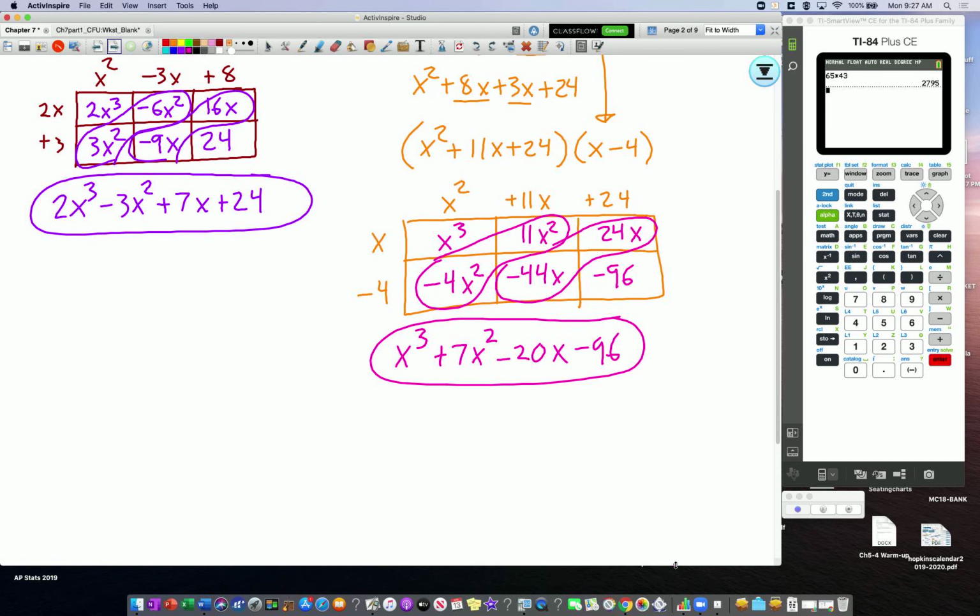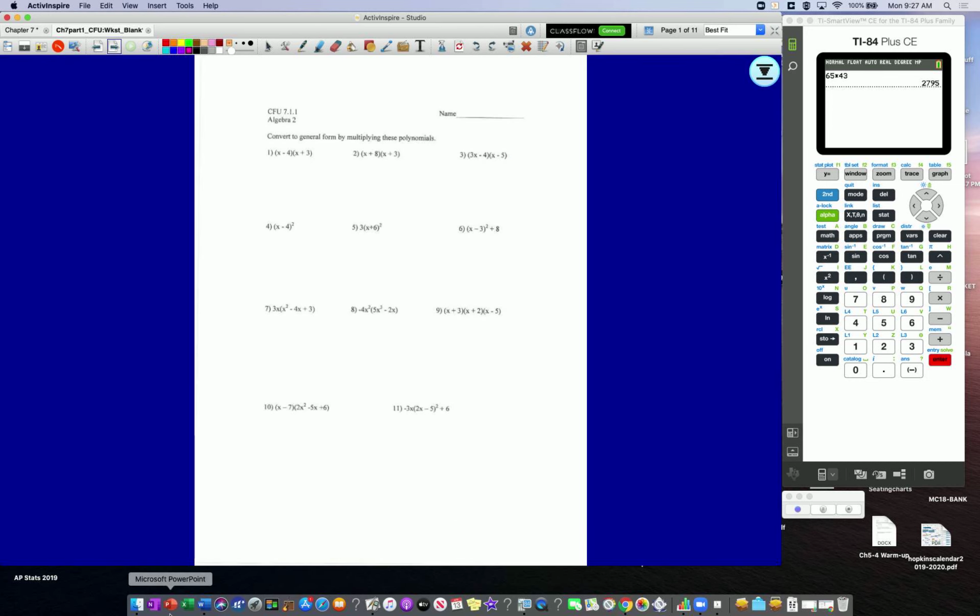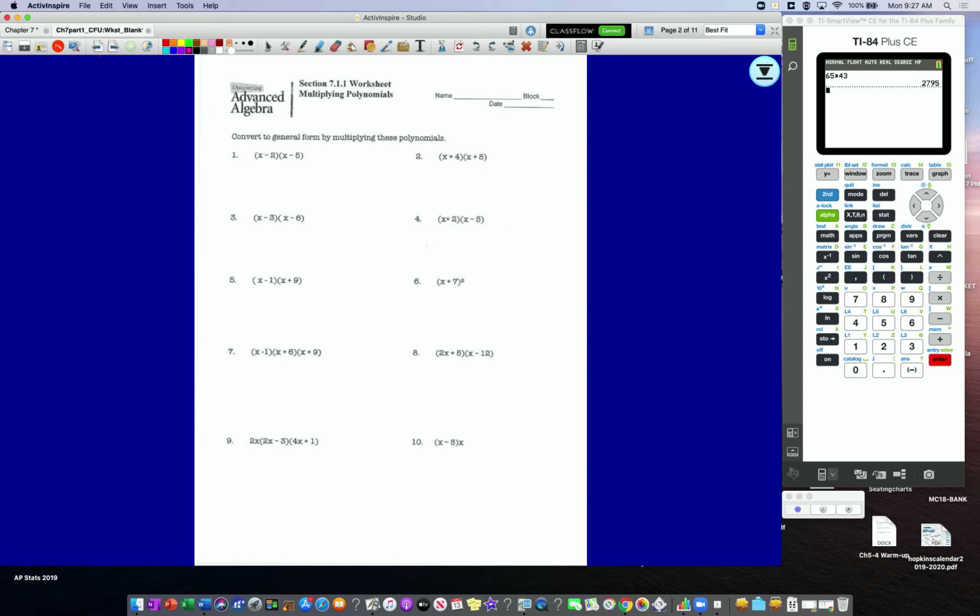What you should then do is go on to your CFU and your worksheet. So there's the CFU page, there's the worksheet for you to work on, and you should work on your assignment. Beautiful.